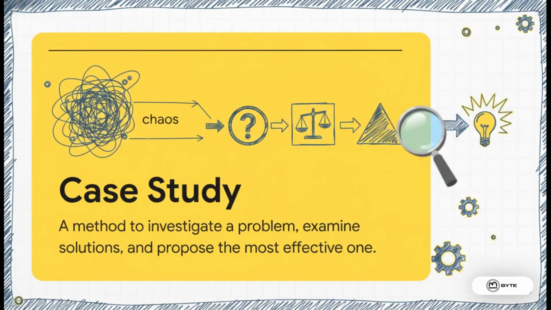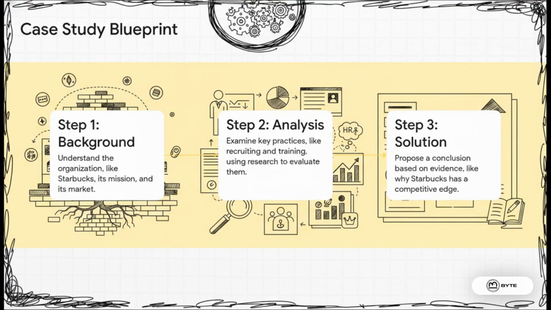One of the most common blueprints used is the case study. As this guide from the University of Arizona Global Campus points out, a case study isn't just some report. It's a really structured method to investigate a problem, weigh all the options, and then propose the best solution, all while backing it up with solid evidence. So, how does this blueprint actually work? Let's use Starbucks as our example.